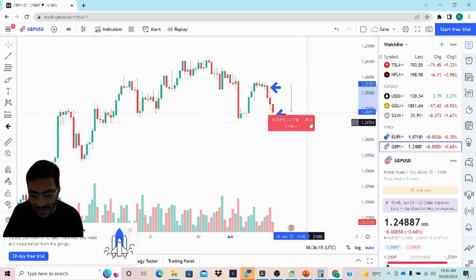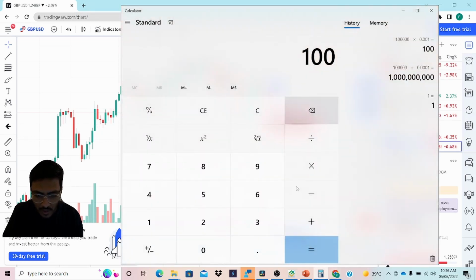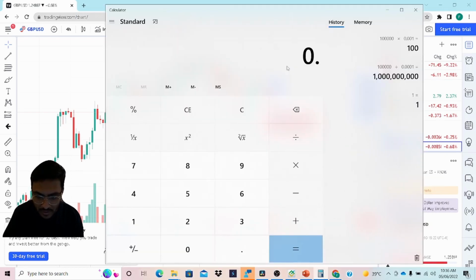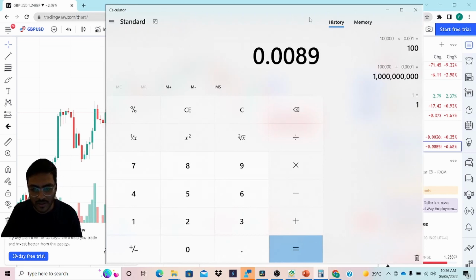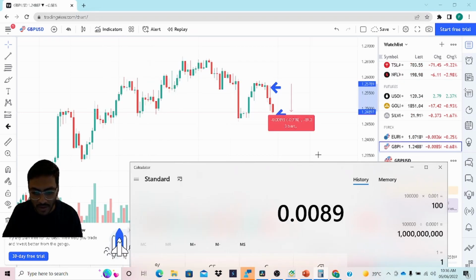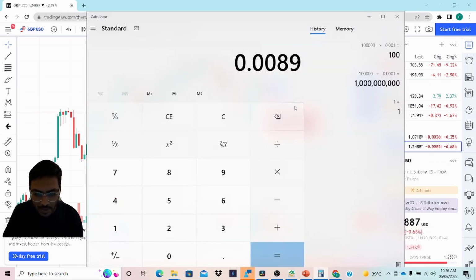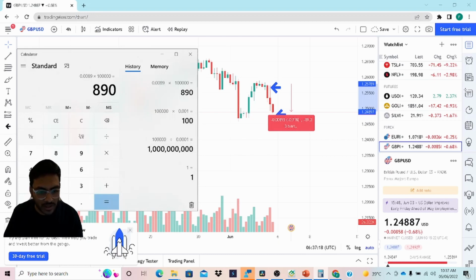We know that pips are at the fourth decimal place. So 89.3 means 0.0089. So this is the 89 pips that you could have made in this trade. Now to calculate your profit, 89 pips multiplied by, let's say you have traded one lot, 89 multiplied by 10, so $890 is your profit in this case.